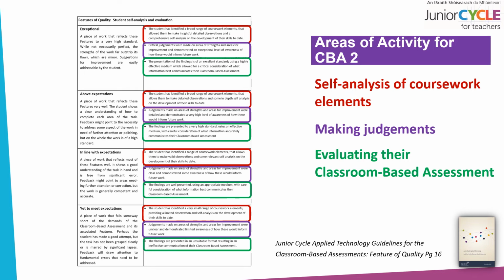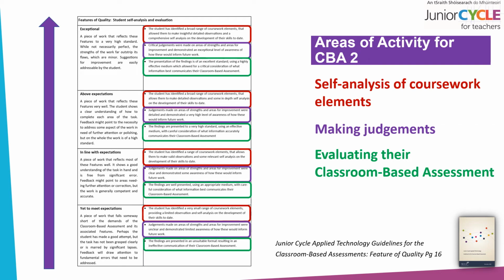When awarding a descriptor, the teacher should read the features of quality, starting with the descriptor yet to meet expectations, until they reach a descriptor that best describes the work being assessed. The descriptor being awarded should closely match the criteria for that level descriptor within the features of quality. Teachers should not assume that the results of a group of students being assessed will follow any particular distribution pattern, as the students' work should only be judged against the features of quality rather than on other students' performances. Details regarding the descriptors and the features of quality for classroom-based assessment 2 are available in the guidelines for the classroom-based assessments.